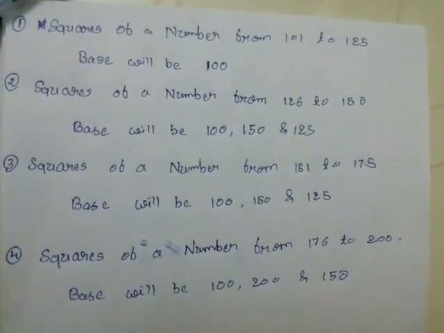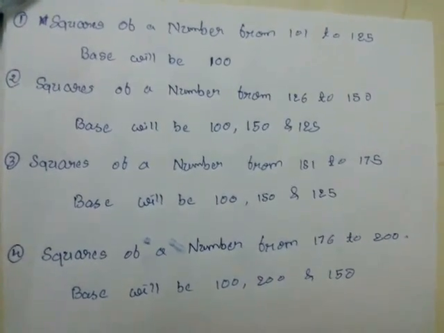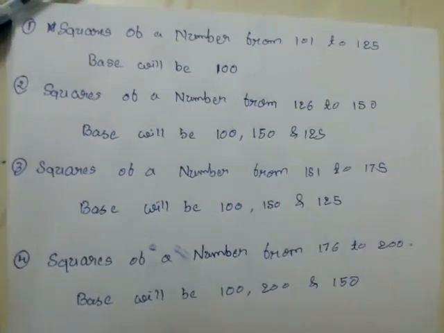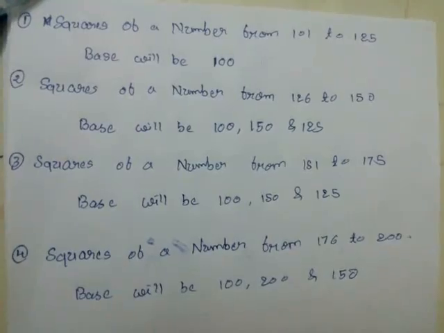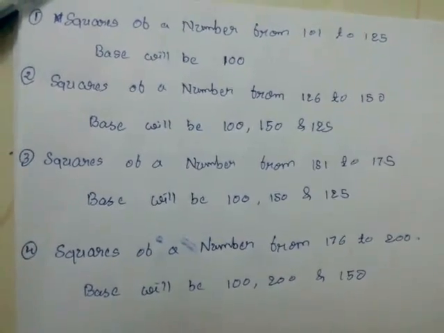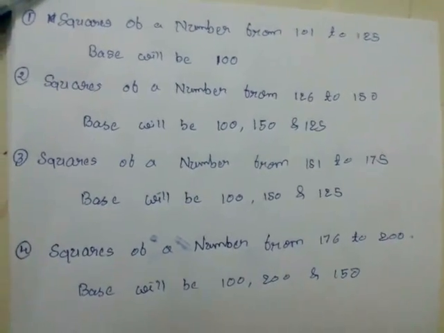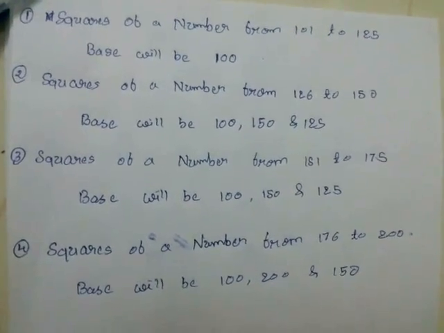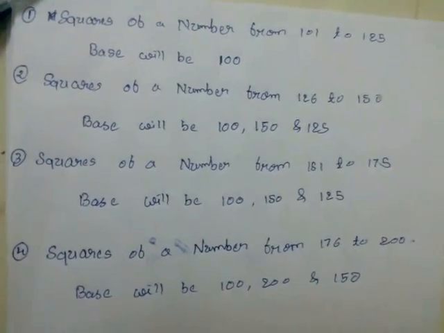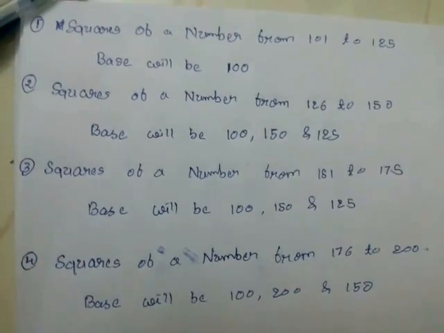Second category is square of a number from 126 to 150, and here we will use the base as 100, 150 and 125 in each step. The third category says square of a number from 150 to 175, and the base will be the same as the second category, and it's 100, 150 and 125. The last category is squares of a number from 176 to 200. Here the base will be 100, 200 and 150. So based upon category, we will use these bases in each step.